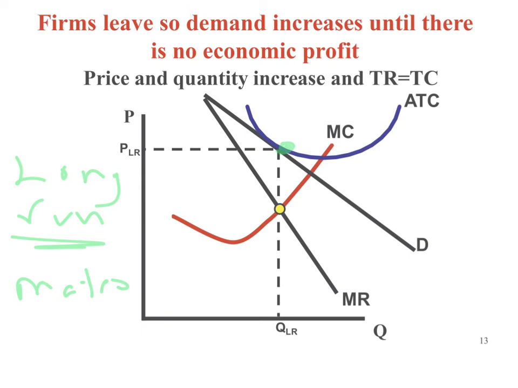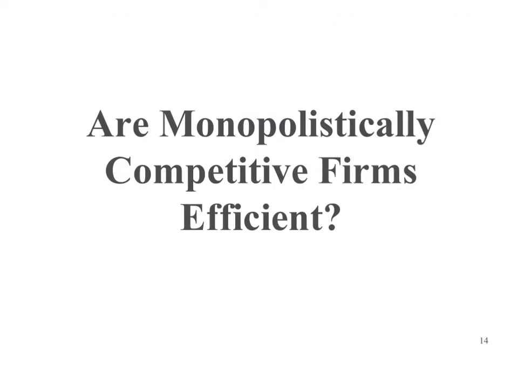Just keep in mind this point of tangency right here where the ATC curve lines up is not minimum ATC. Also, this point of tangency lines up so that at the quantity that Mateo is producing jeans, we know that the price is equal to ATC, okay? So the key question is, what happens with monopolistically competitive firms regarding efficiency?